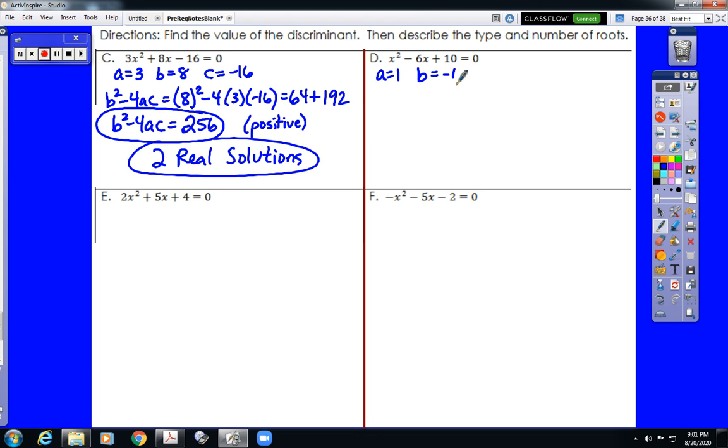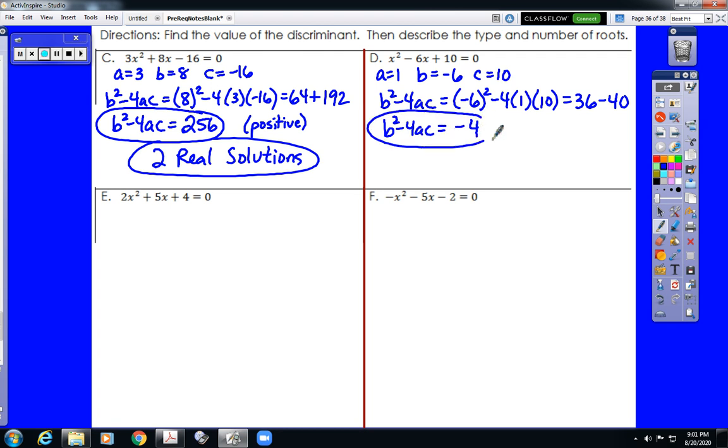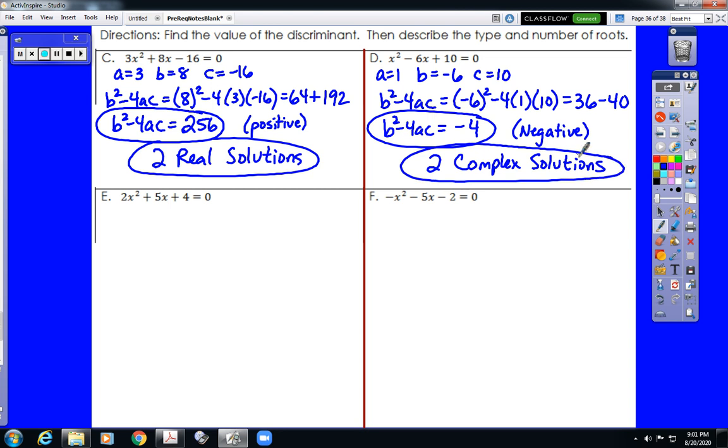A is 1, B is -6, C is 10. Again, we're looking for equals 0. It's in the correct form. B squared minus 4ac is -6 squared minus 4 times 1 times 10. That is 36 minus 40. So the value of the discriminant is -4. Because that is negative, we cannot take the square root of that value, which means we have two complex solutions. And again, you will go much deeper into what that means in your Algebra 2 course next year.